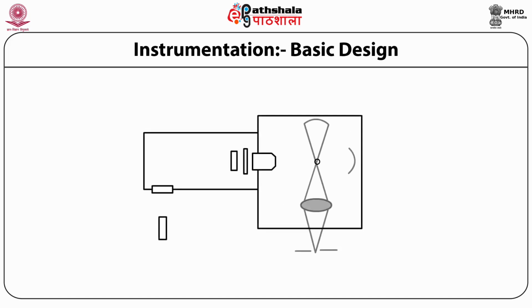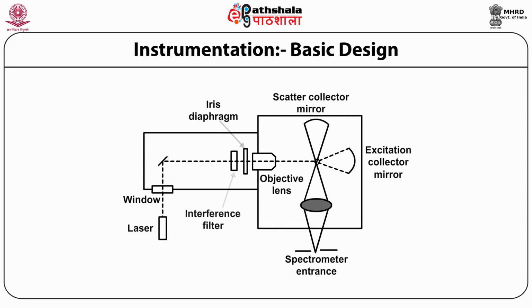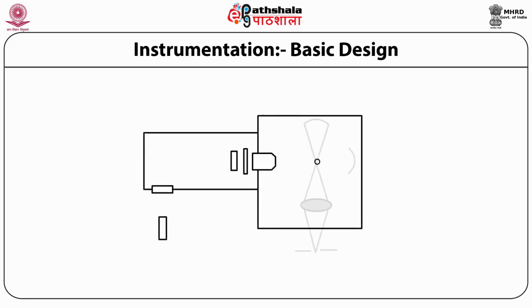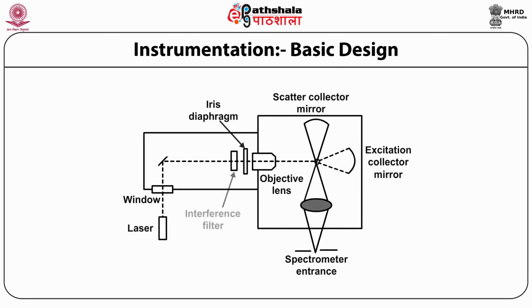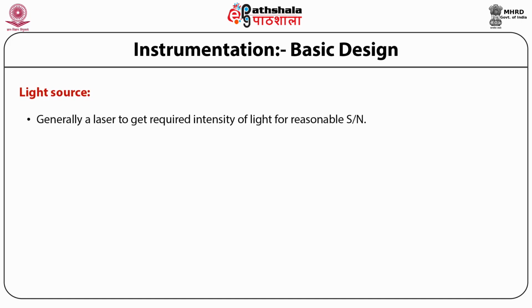We can look at the basic design in which a light source, generally a laser, is used to get the required intensity of light. Sample cells to keep the testing material are made up of quartz. Detectors to record the spectrum are generally UV visible type. The light source in Raman spectroscopy is generally a laser to get the required intensity of light for a reasonable signal to noise ratio. Raman scattering is only 0.001% of the light source.